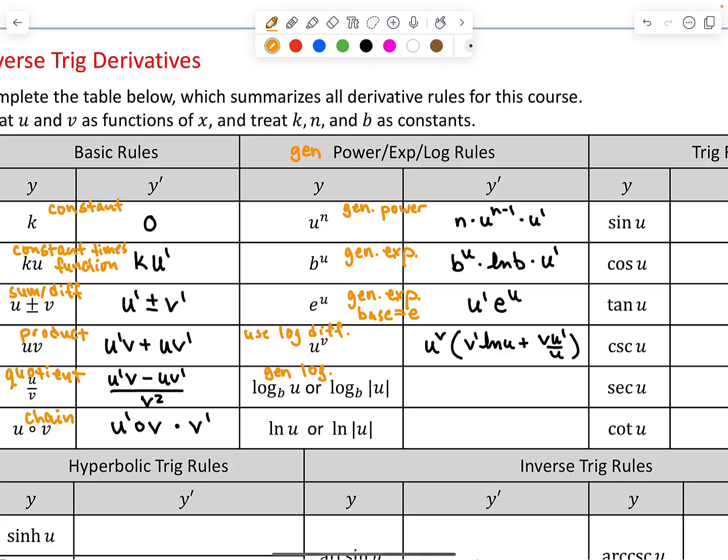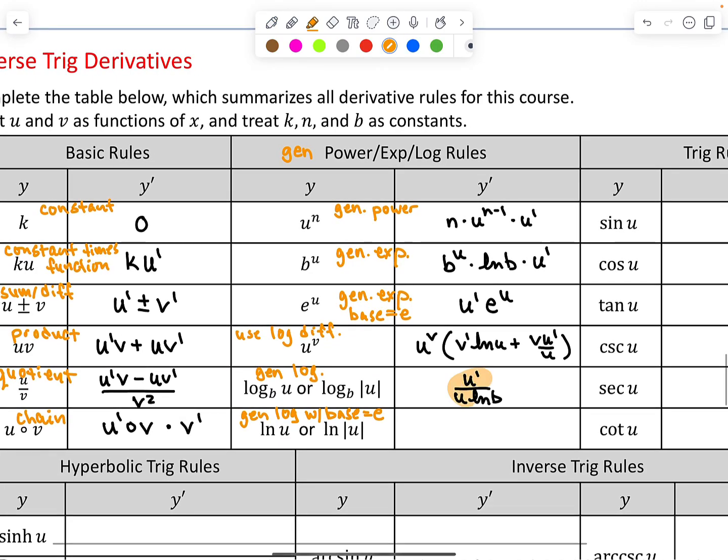Okay, now we have general log rules. If you take log base b of a function, and that function could be in or out of absolute value, it does not matter, the result will be the derivative of the argument divided by the argument times the natural log of the base. Specifically, if we're working with natural logs, then we have a general log rule specifically with base e. And the result will be this result, but change the b to e.